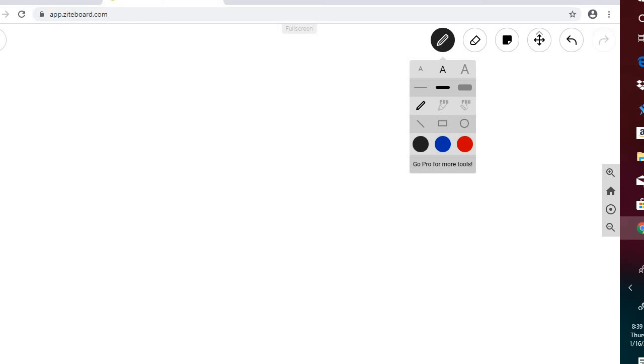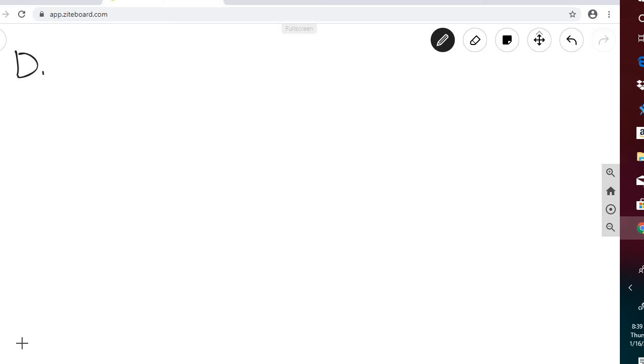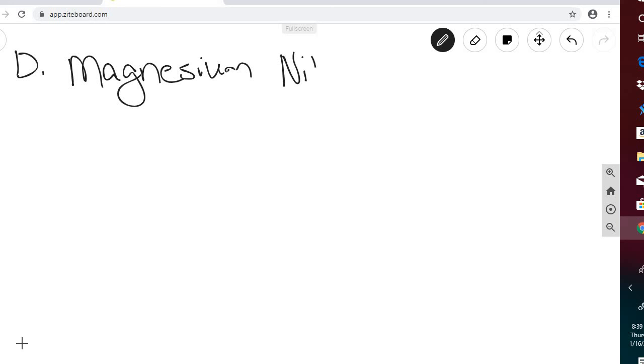Okay, then lastly, 17D is magnesium nitrate. And you've memorized the first 20 elements that includes magnesium. Magnesium is number 12 on the periodic chart. Its abbreviation is Mg. It is in column 2A, so its charge would be +2.